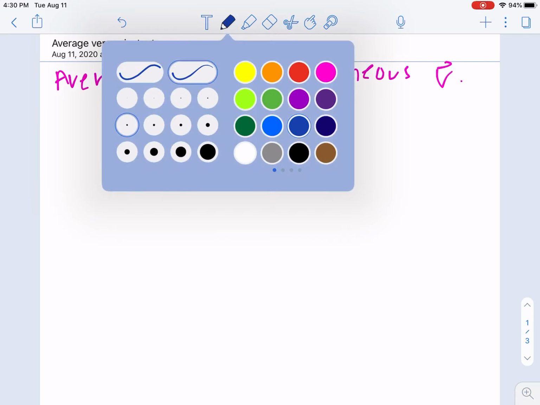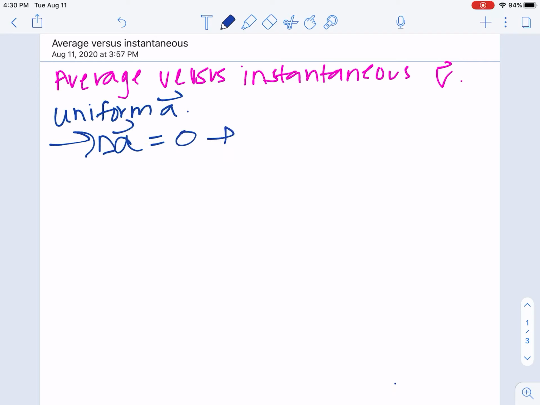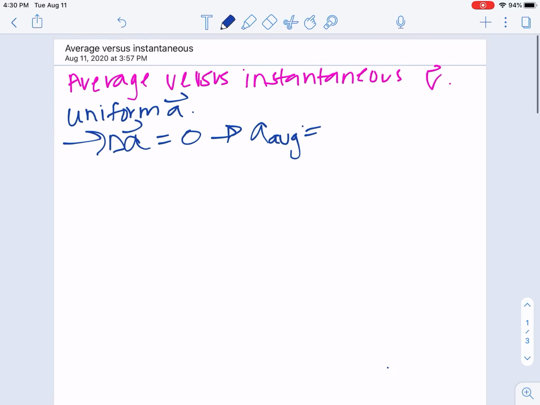The reason why we're talking about velocity is because when we're talking about our kinematic equations, we're talking about uniform acceleration. And if there is uniform acceleration, that means our change in a is equal to 0. And when our change in a is equal to 0, we can then say that our a average is equal to our a.